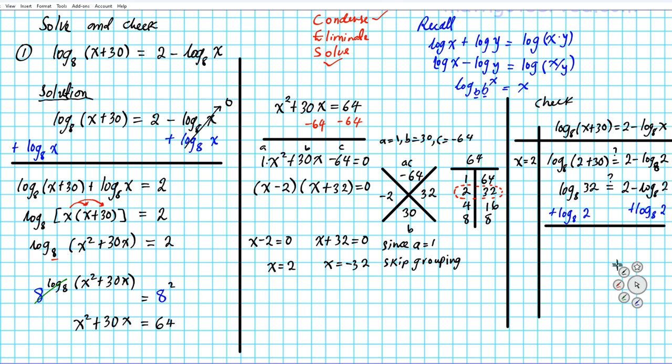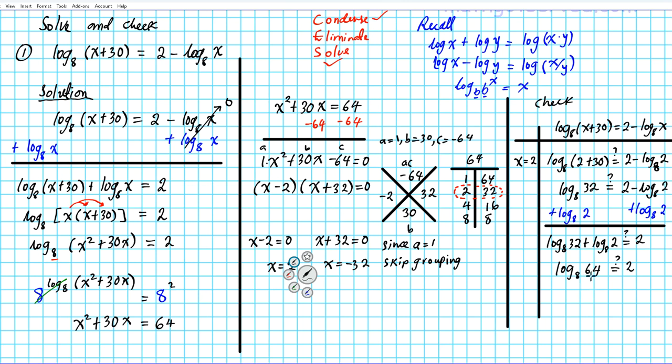Okay, so when you combine that, on the left side we have log base 8 of 32 plus log base 8 of 2. Is it equal to 2? Now when we use the product property of logarithms that we had outlined here, we can multiply the logarithmic arguments. So this becomes log base 8 of 32 times 2, which is 64. Is it equal to 2?